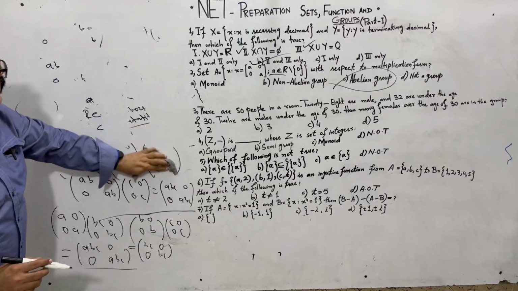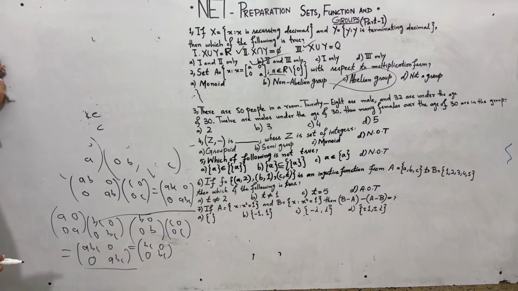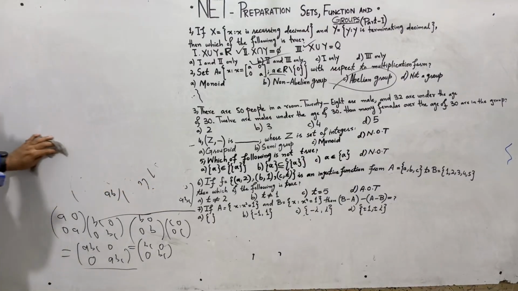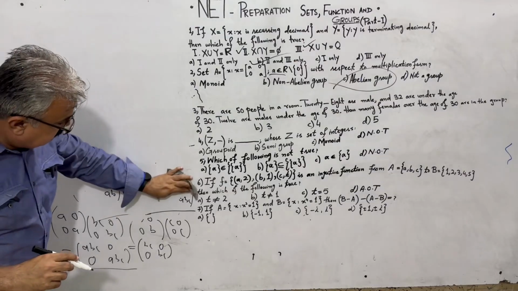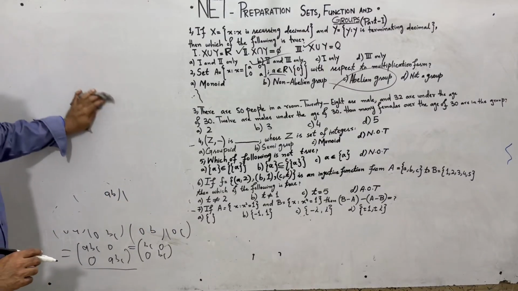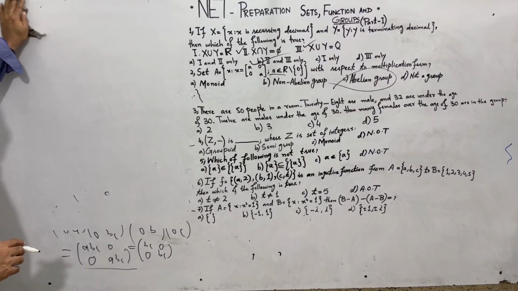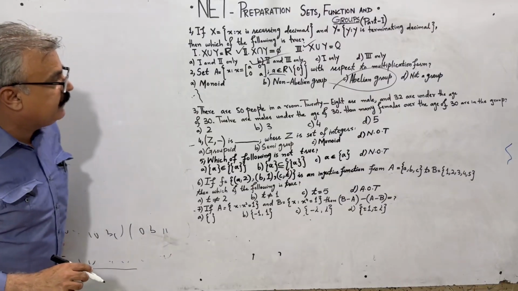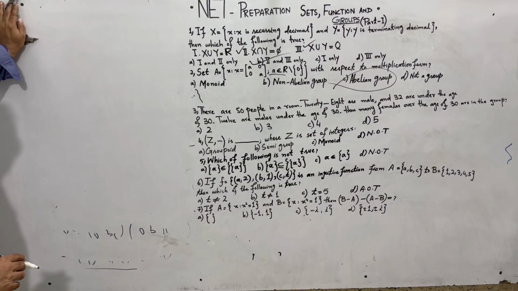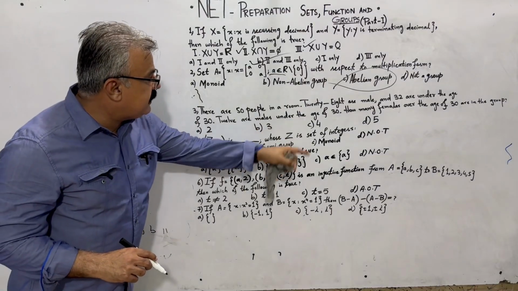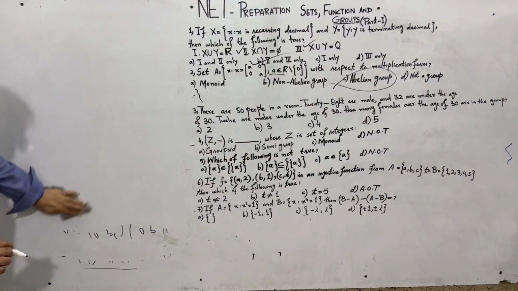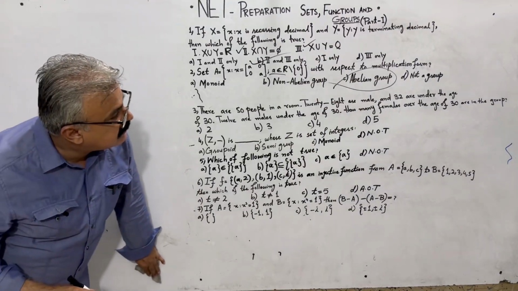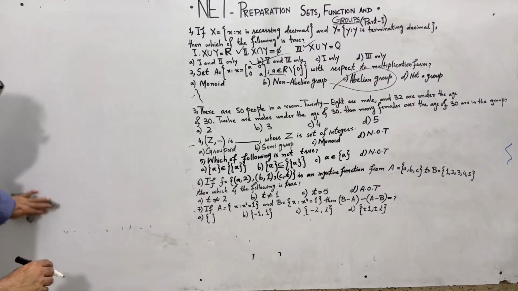Next question. Question number 3 reads as: there are 50 people in a room. 28 are male, and 32 are under the age of 30. 12 are males under the age of 30. How many females over the age of 30 are in the group?